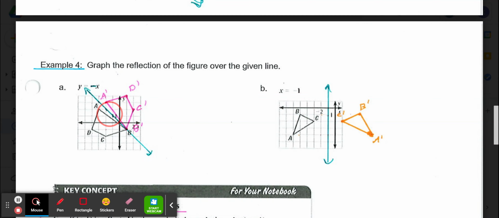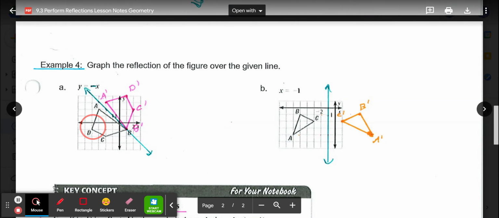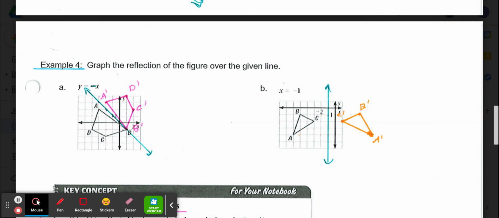From C to my line of reflection, I had to go up 1, 2, 3, 4. So C prime would be right 1, 2, 3, 4. And then for D, it was up 1, 2, 3, 4, 5. So D prime then from there would be right 1, 2, 3, 4, 5. There's my points. Reconnect them, and we've reflected that figure.